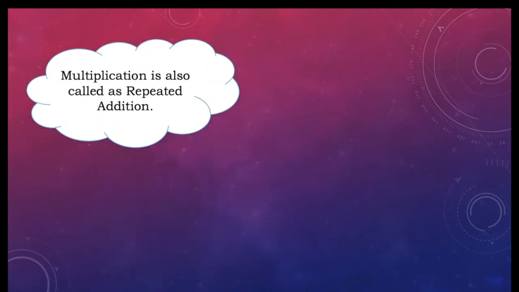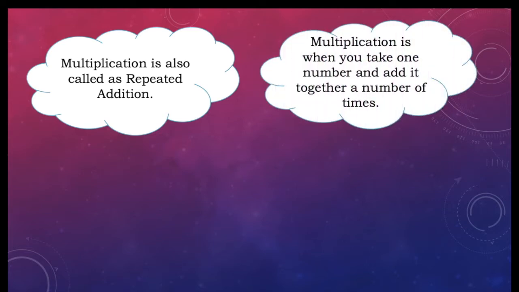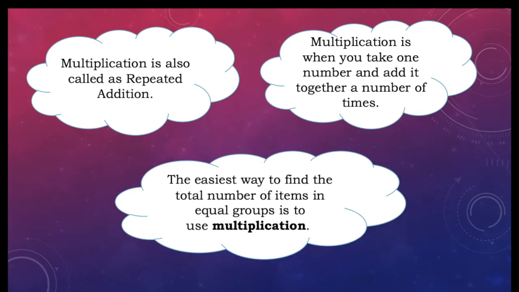Then, what is multiplication? Multiplication is also called repeated addition. When you add a particular number again and again, it is called repeated addition. In return, it is a form of multiplication. Multiplication is when you take one number and add it together a number of times. This is what I explained previously. So when you take a number and add it again and again for a number of times, it is called repeated addition and it is also called multiplication. The easiest way to find the total number of items in equal groups is to use multiplication.